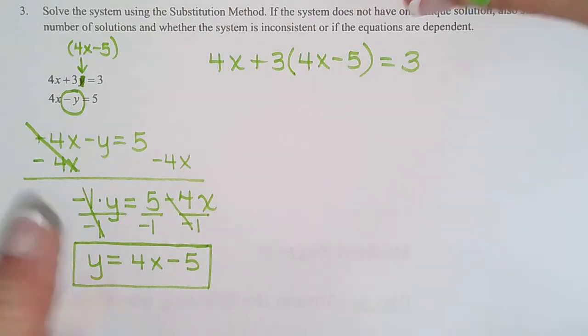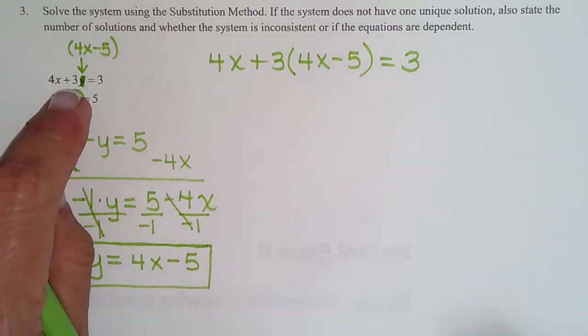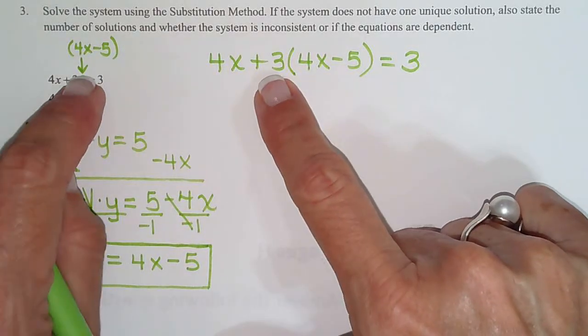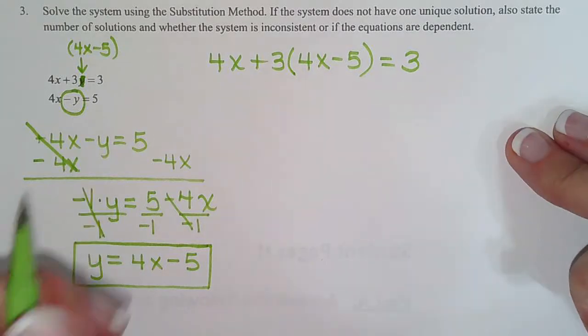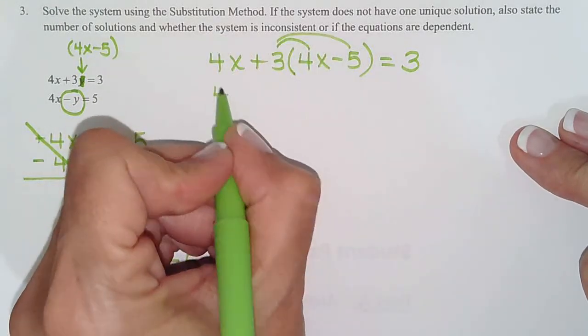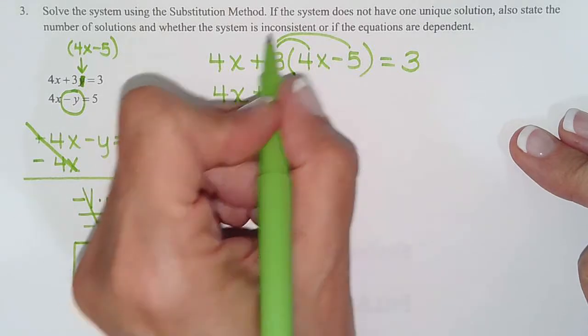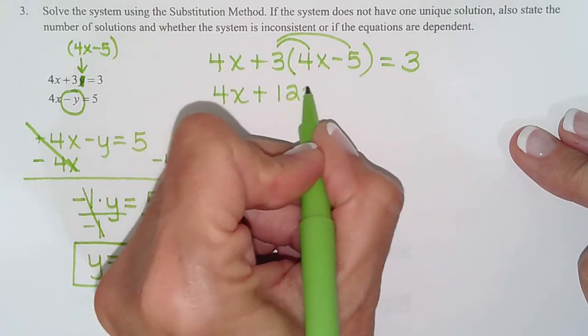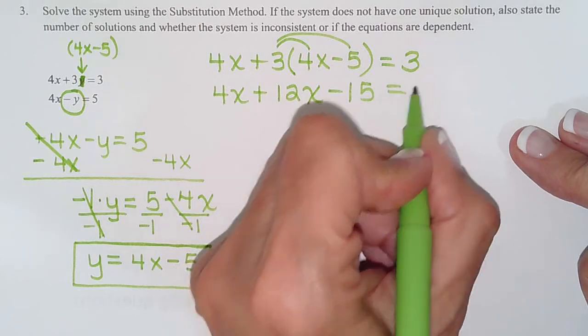And now I have an equation with all x's, so no problem. I can check that. When it's all x's, it's easy to check. So 4x plus 3 stayed the same. Take y out, put 4x minus 5 in, set it equal to 3. So then distributing and solving our equations like we learned in our first section of the semester, we have plus 12x minus 15 equals 3.